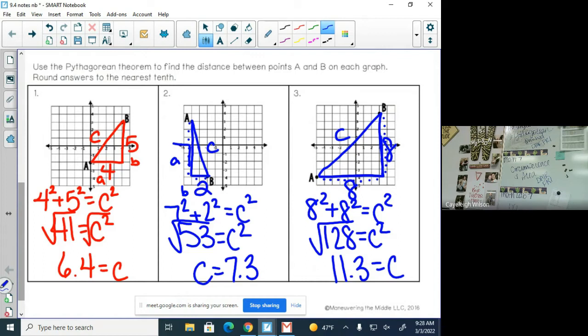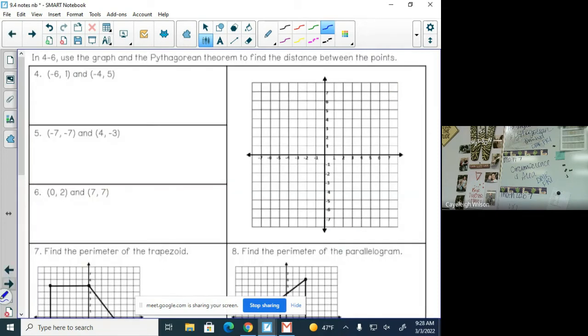The difference from 4, 5, and 6, from 1, 2, and 3 is that you have to graph your A and B first. So they just give you what A and B are. So -6, 1 and -4, 5, and then you're going to find the distance between the two using the Pythagorean theorem. So use the graph of Pythagorean theorem to find the distance between the points. So I think I'm going to label mine A and B.